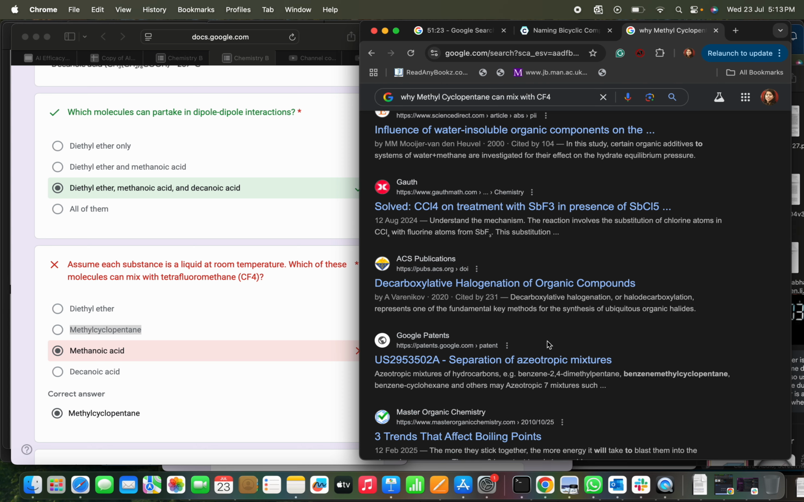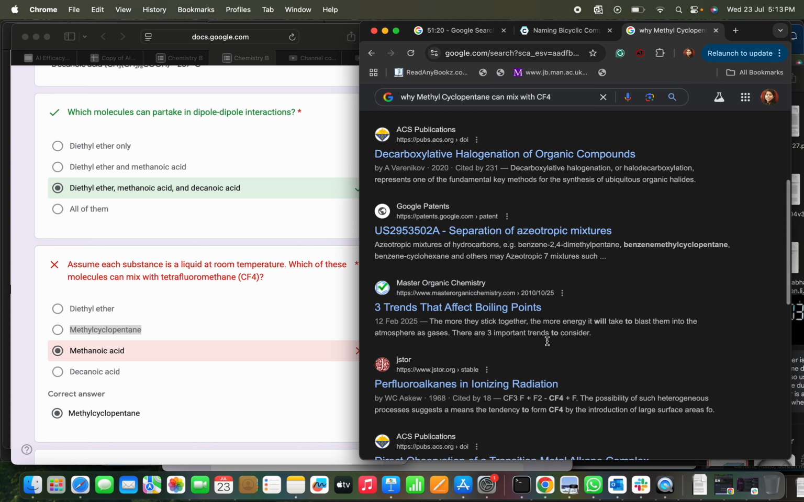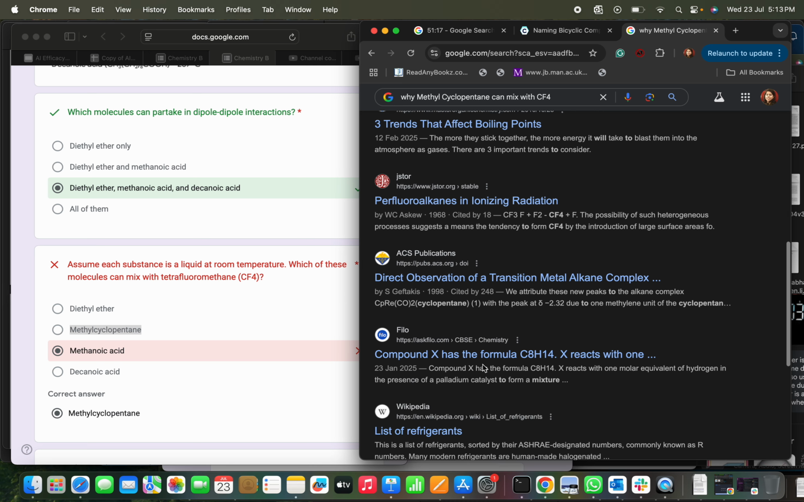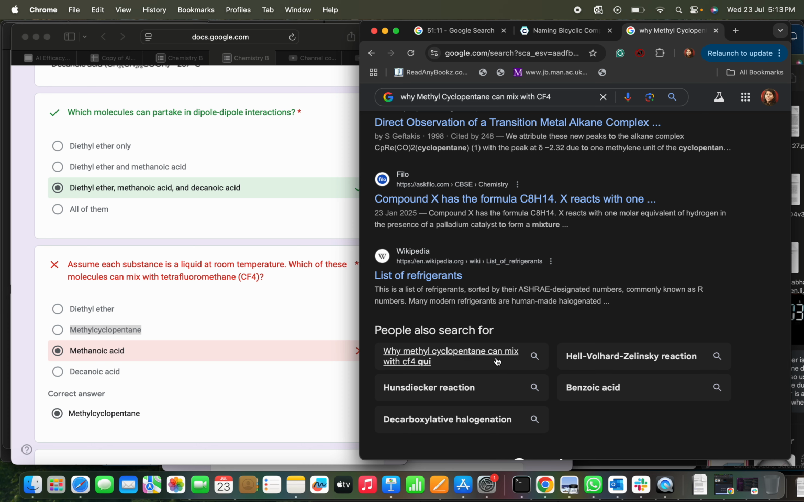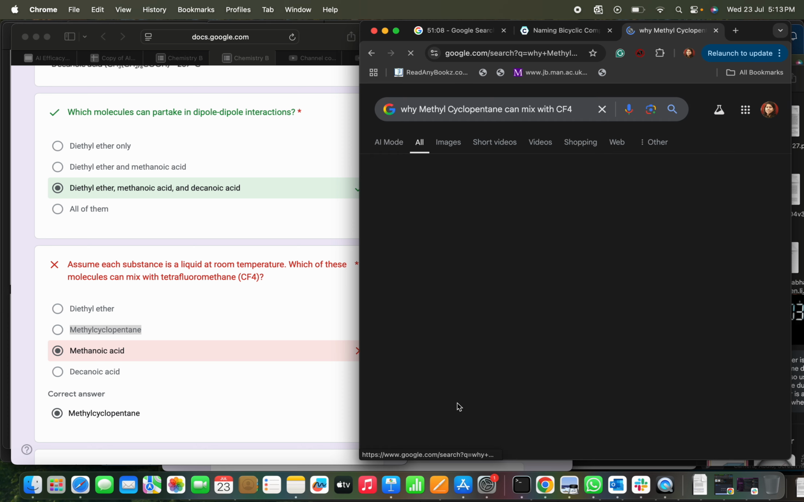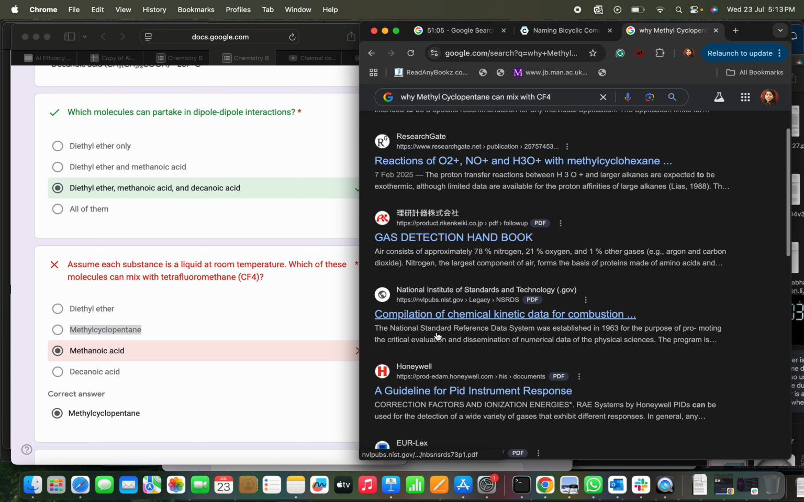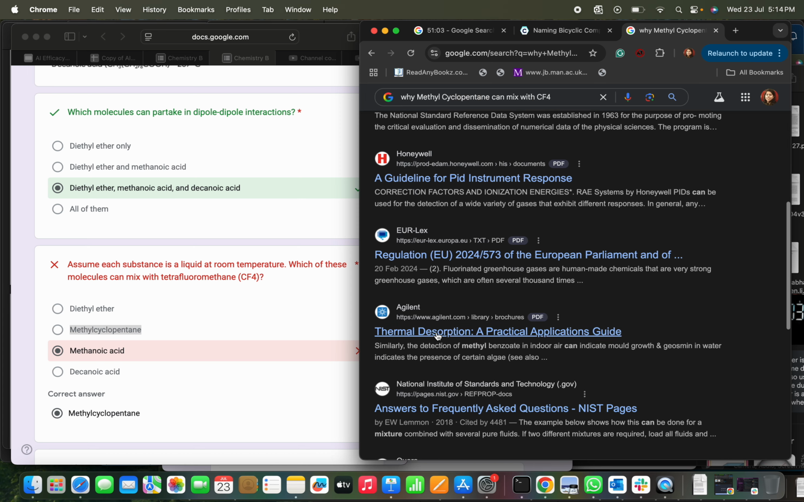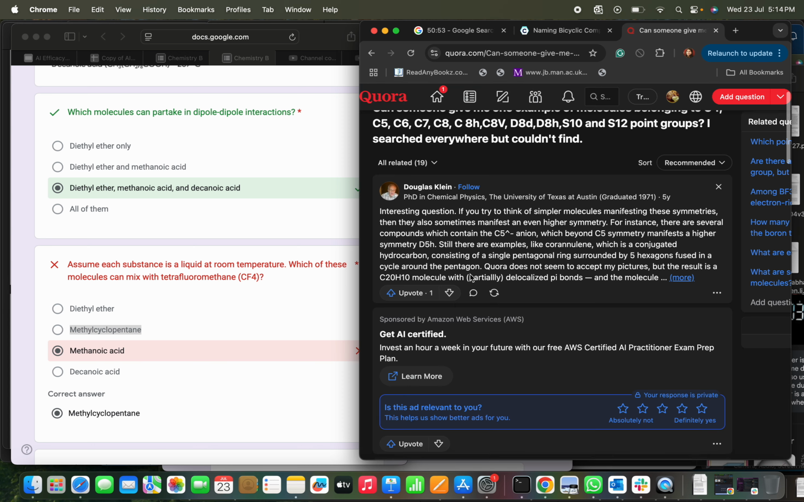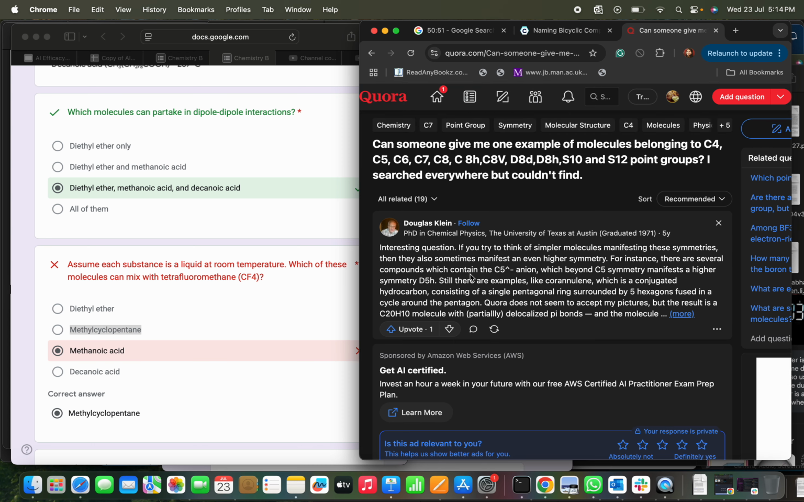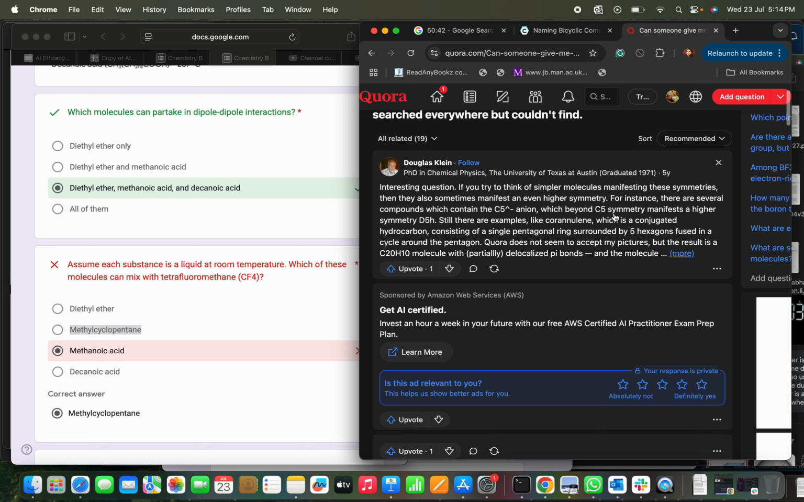Influence of water insoluble organic compound. Compound X has the formula X3X. So let's leave it. Alright, medical guide compilation. You're asking in relation to homework, can you do the list of basic properties? I'll go with another source because I'm not finding anything useful on the website. Can someone give me one example of molecules belonging to 4, 5, 6? It's too tricky for me.